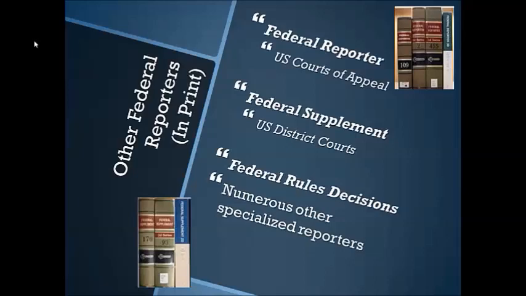So we also have the Federal Rules Decisions, which includes opinions by administrative judges about issues that come out of the regulations. So we have this quasi-judicial process that happens on the administrative side, which, let's look at an example. That's the best way to think about this.